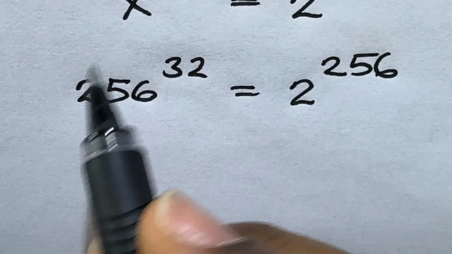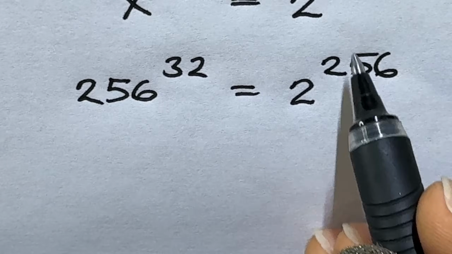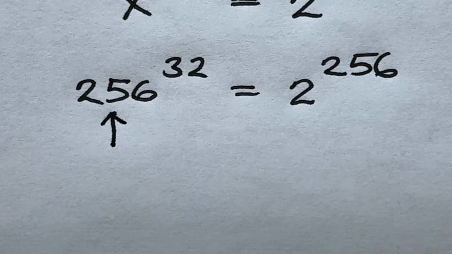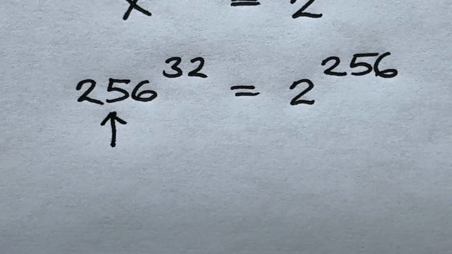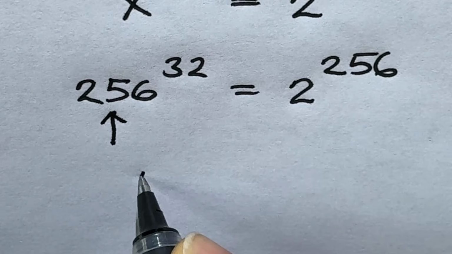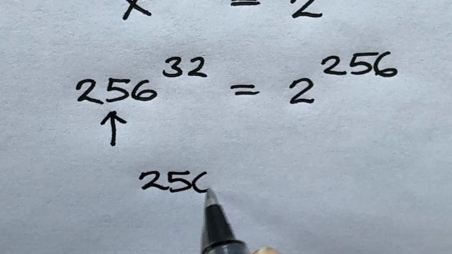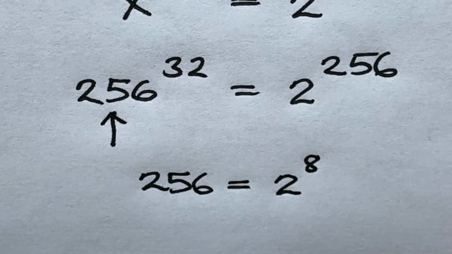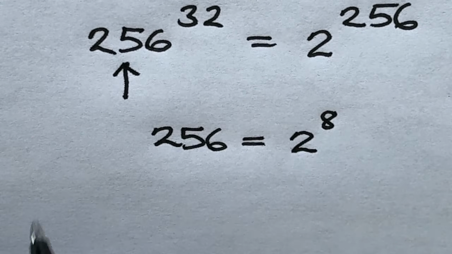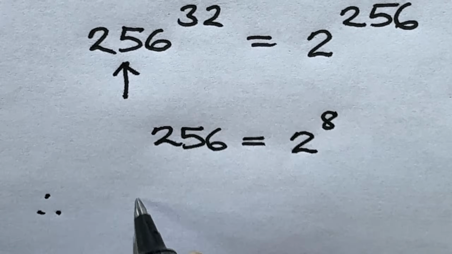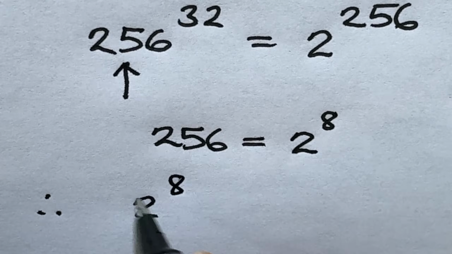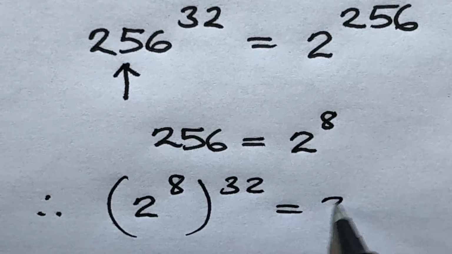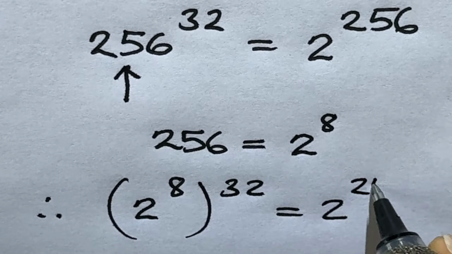So to check if the left-hand side balances the right-hand side, let us work on 256 here. 256 is equivalent to 2 raised to power 8. Therefore, this means that 2 raised to power 8, raised to power 32 should give us 2 raised to power 256.